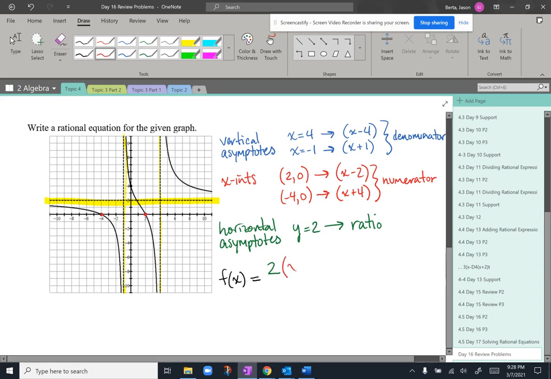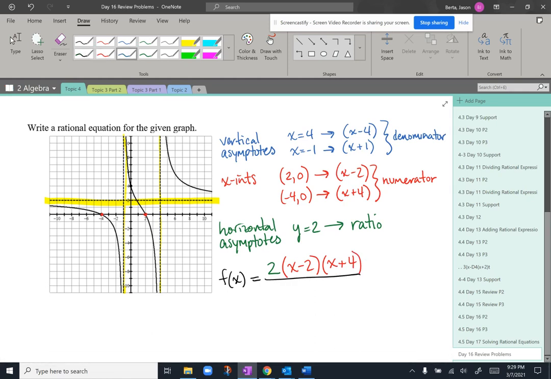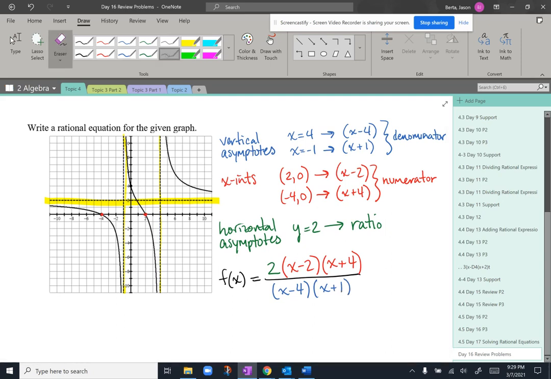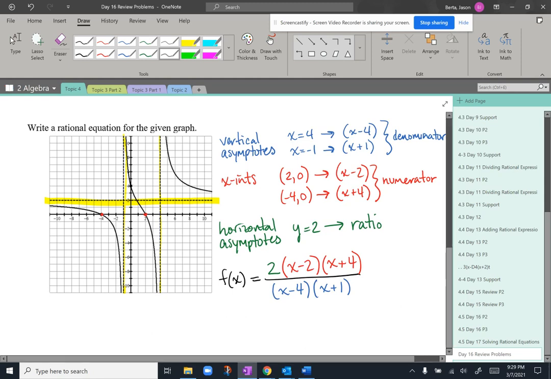And then in the numerator, I'm going to put the two factors that I found using the x-intercepts, x minus 2 and x plus 4. And in the denominator, I'm going to put the other two factors that I found using the vertical asymptotes, x minus 4 and x plus 1. Now there's one other step I need to do, and that is to plug in the y-intercept to see if that matches or if I need to alter the rational function in any way.